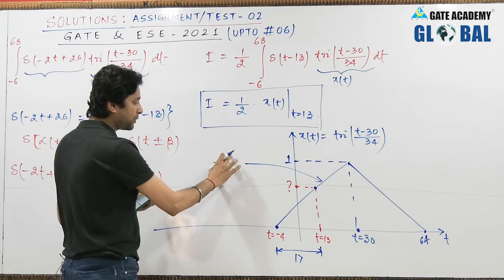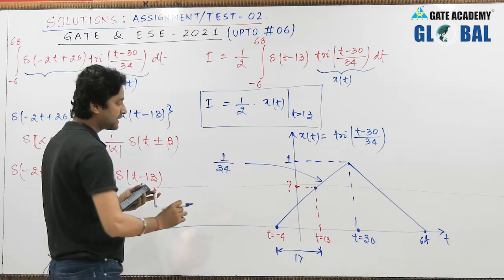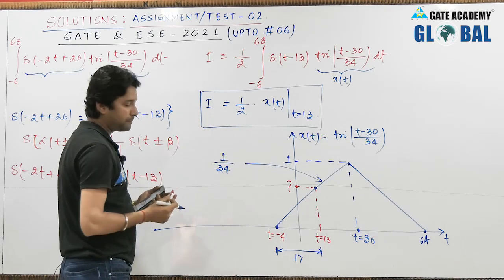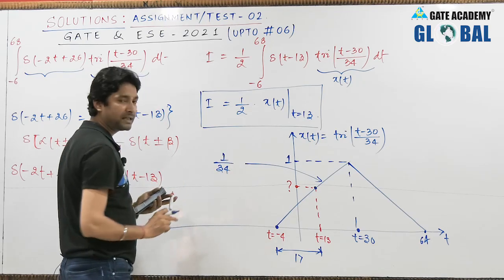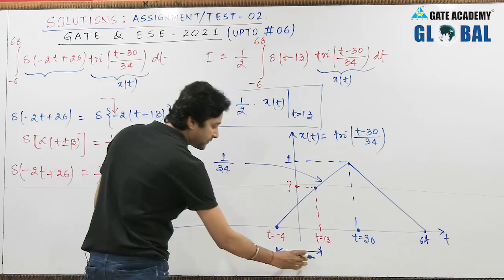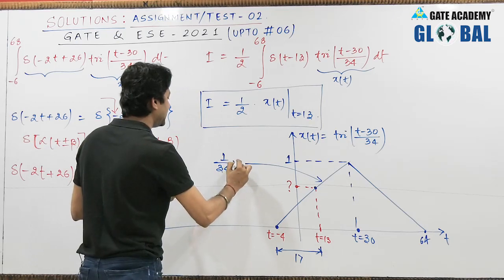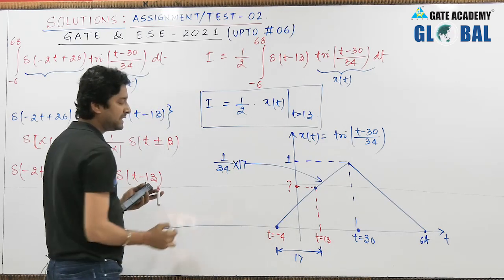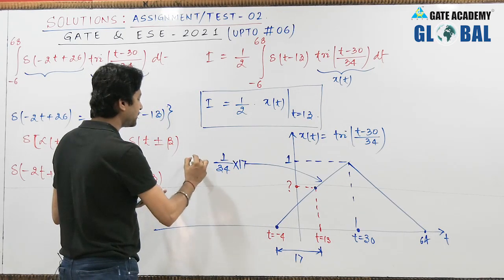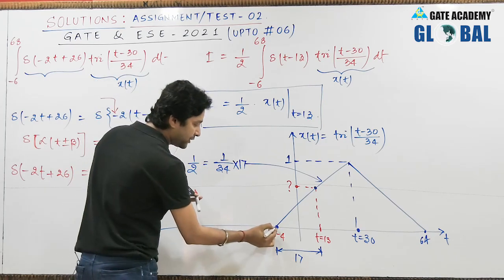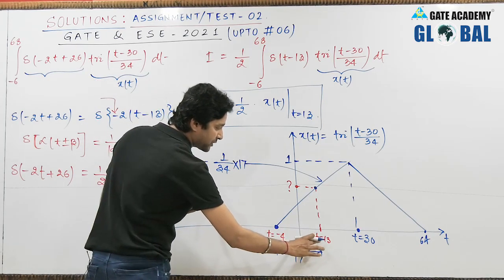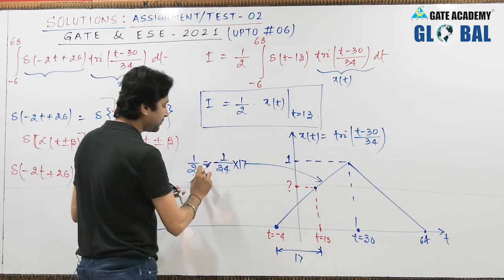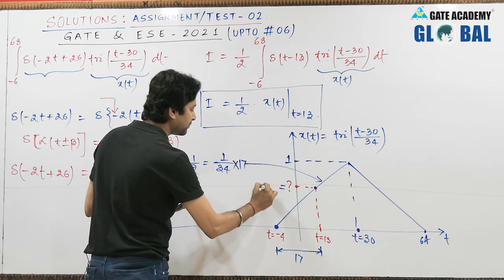So if its slope is 1 by 34, it means if you move 1 unit in time, the value will increase by 1 by 34. If you move 17 in time, then the value will increase by 17 into 1 by 34, that is equal to what? 1 by 2. Therefore, if you are at 0 here, then at t equals 13 you will gain a value of 0.5. So this value is 0.5.